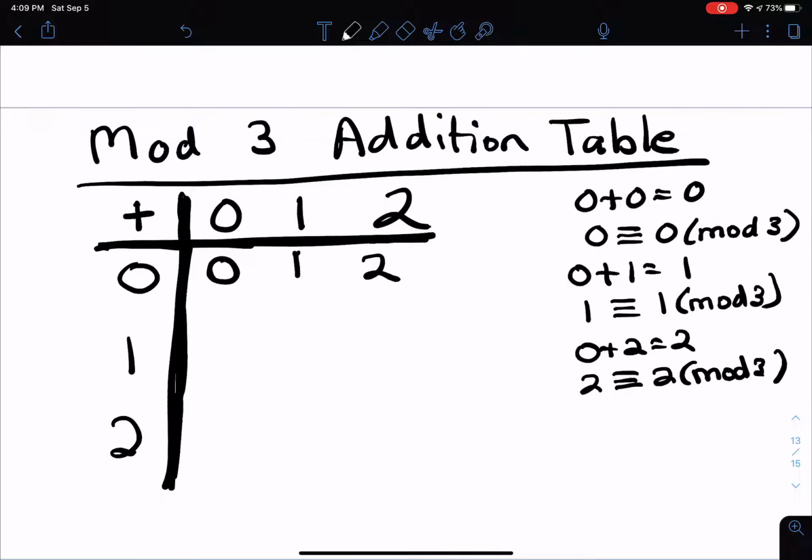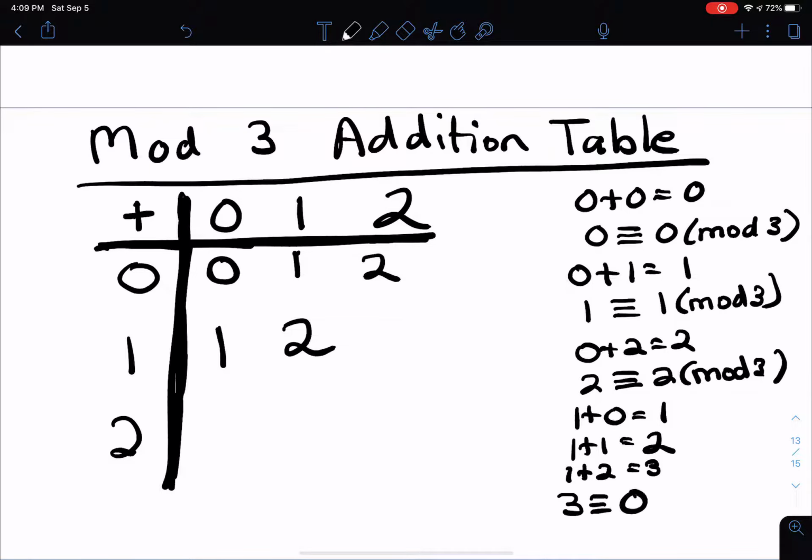Okay, next row, we've got 1 plus 0. It's also 1. We already know that that's congruent to 1 mod 3. 1 plus 1 is 2. We already know that's congruent to 2 mod 3. 1 plus 2 is 3. 3 is congruent to 0 mod 3, because if you divide 3 by itself, you get a remainder of 0.